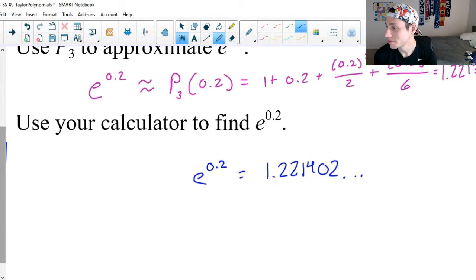We're approximating. We use that third degree Taylor polynomial to approximate e to the 0.2.